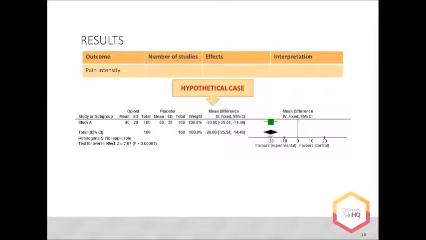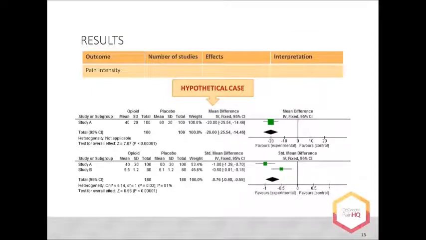This diamond is what we call a range, with a standard error, standard deviation. Because this diamond doesn't cross the zero line, this is statistically significant. When this diamond or this line crosses the zero, then we say there is no difference because it was not statistically significant. Let's see another hypothetical case. Imagine now that we have two studies and we're going to do a meta-analysis of these two studies, which means we're going to combine these two studies as if they were one study.